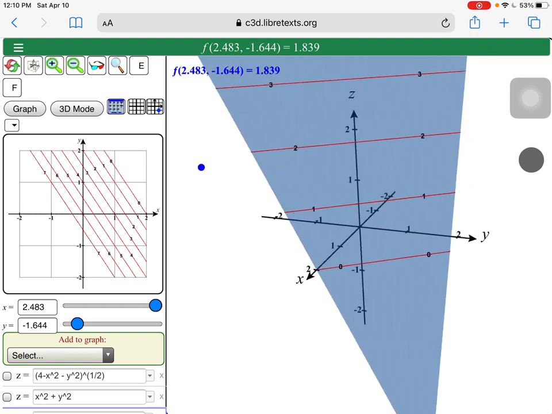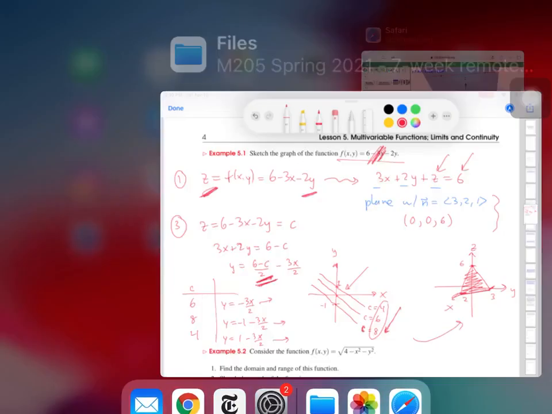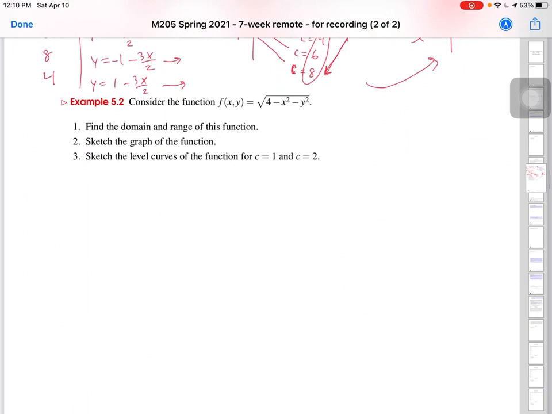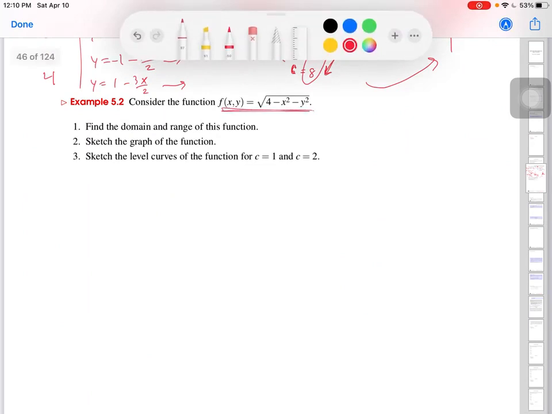Okay, great. So everything we have said makes sense so far. So let's go ahead and move on to the last example in this lesson. We'll do something similar here. So we're going to add a few things. So consider this function, find the domain, find the range.